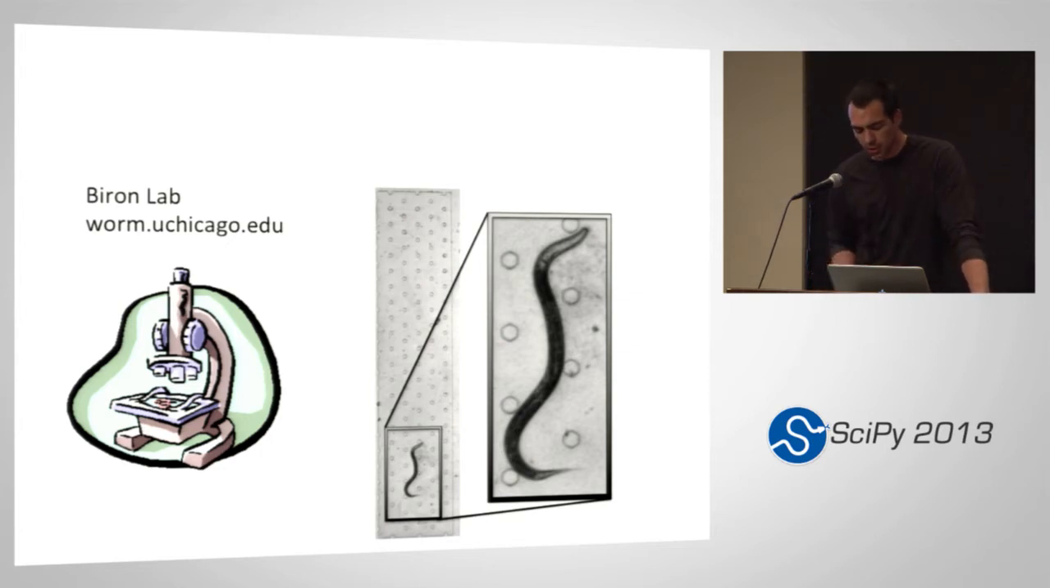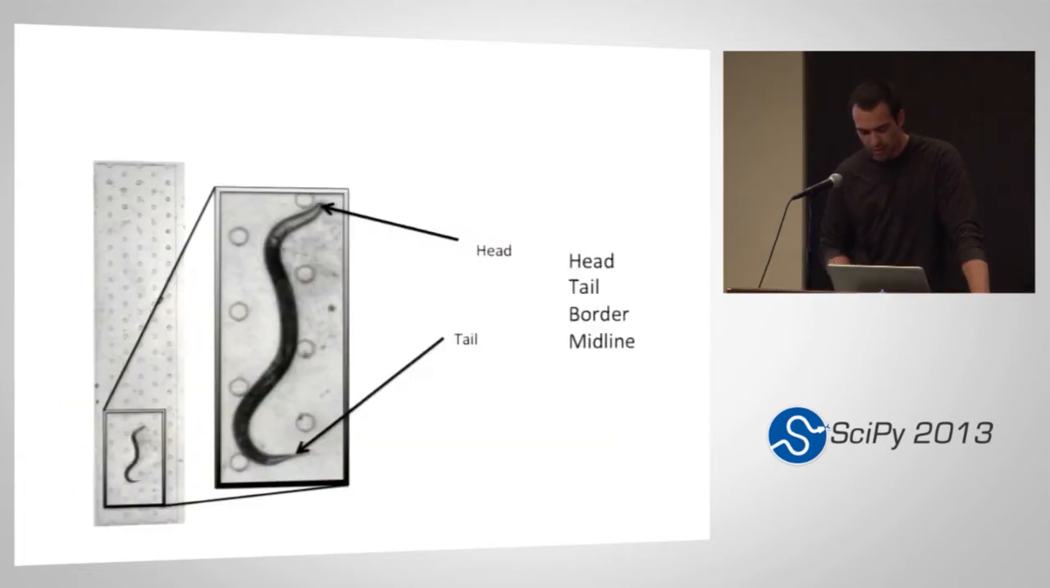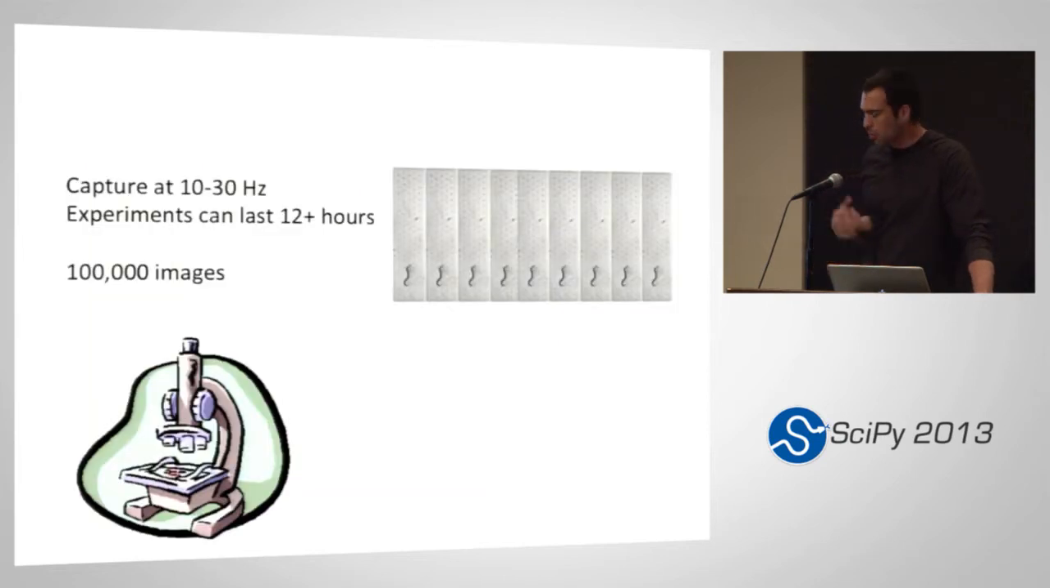So this particular application comes from the Byron Lab, where they do large-scale image processing of this organism. The goal of the application is to identify the worm, the organism, and identify certain properties of it, like the head and the tail. Okay, so by itself, probably not that difficult of a problem. It's been solved many times in many languages.